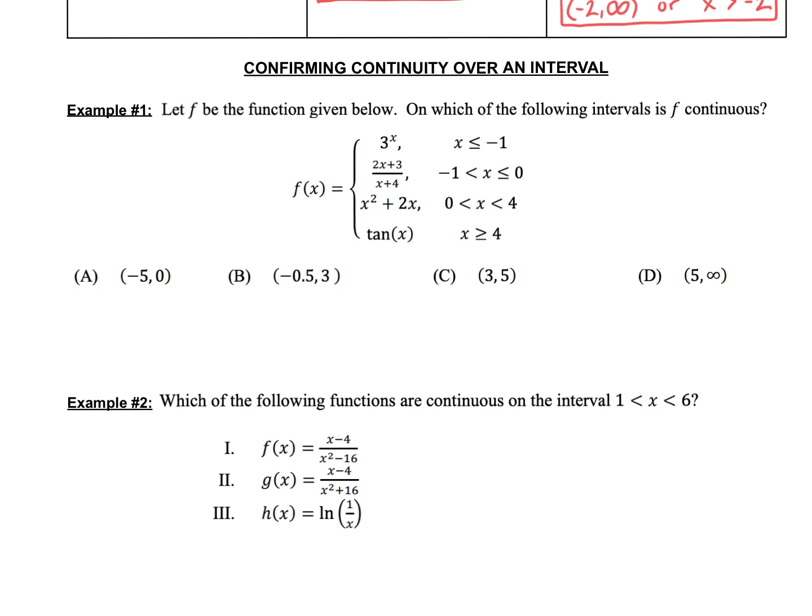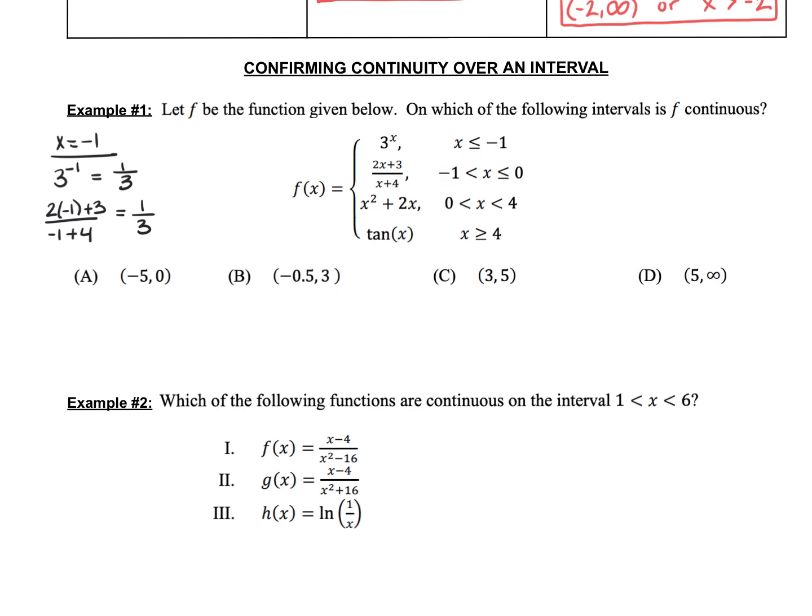We know that it goes from exponential to rational at x equals -1. So we're going to check to see what happens at x equals -1. We're going to plug into our exponential. So 3 to the -1 we know is 1/3. And then we're going to plug into our rational. So 2 times -1 plus 3 over -1 plus 4. So this is actually 1/3 as well. So that works out nicely. So that means it's going to be continuous from here to here, to this jump.